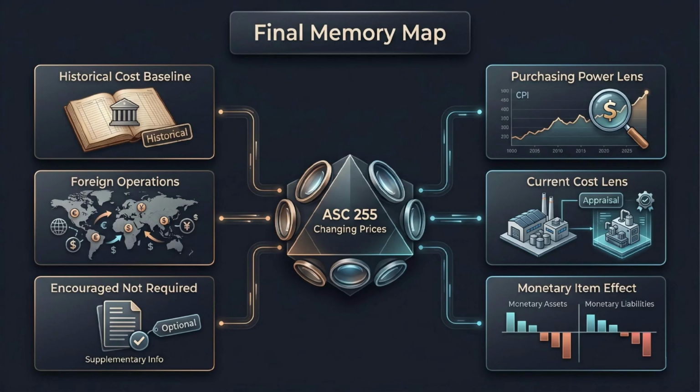Let us close with the memory map. ASC 255 is a narrow topic with one core subtopic, ASC 255 10 overall. Historical cost remains the primary baseline. Constant purchasing power adjusts the measuring unit. Current cost gives an asset specific replacement cost lens. Monetary assets and liabilities can create purchasing power losses or gains during inflation. Most importantly, the disclosures are encouraged, not required.